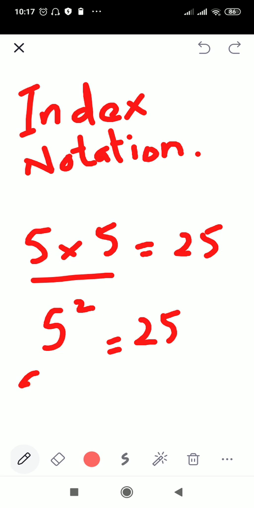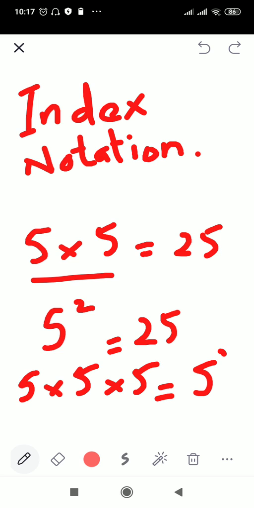If it is 5 times 5 times 5, we can also write it as 5 cubed, all right? And we read it as 5 cubed.